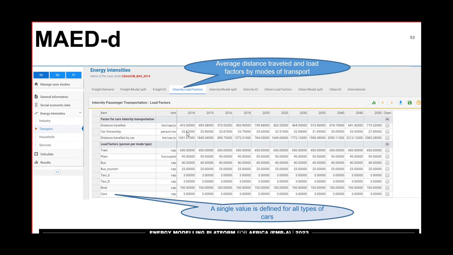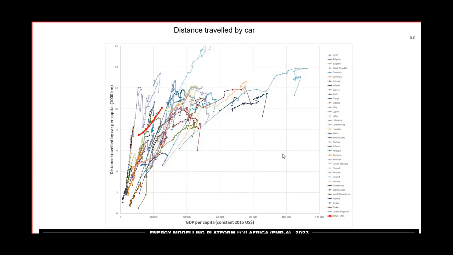The car ownership, you can type it here. The distance traveled, you can type it there. And then the distance traveled by car on a yearly basis is also typed here. And after that, the distance traveled by car is just like the other one, like the distance traveled by the total number of passenger kilometer. It is proportional to the activity of the economy.